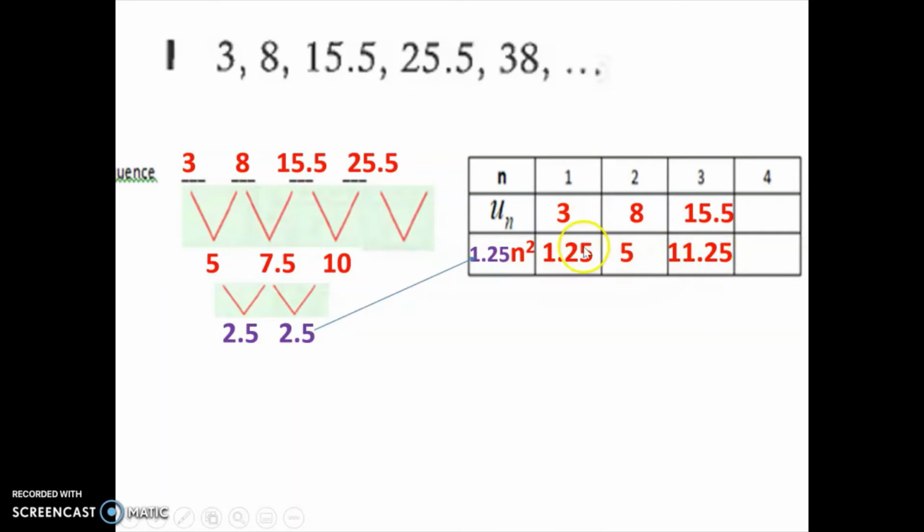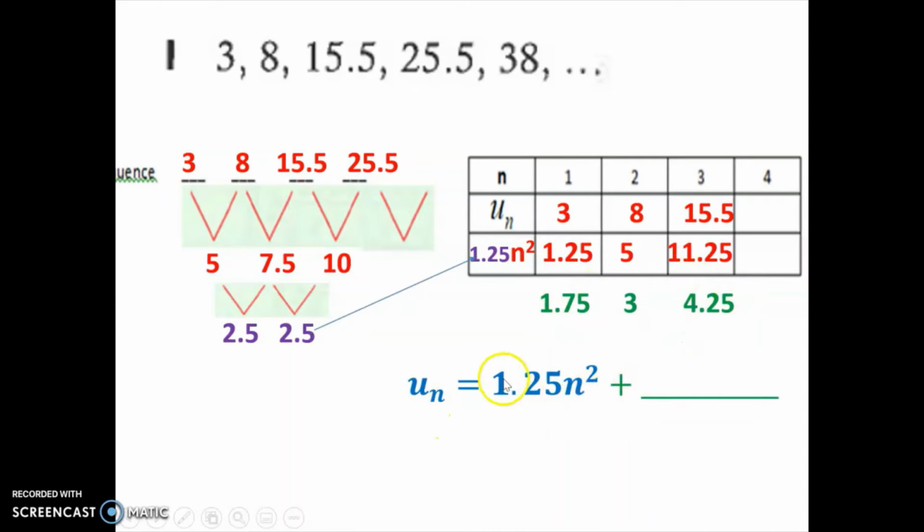All right, now look for the difference. Here's what our 1.25 n squared produces. Here's what we need. How much more do we need? 1.75. How much more do we need here? 3. How much more do we need here? 4.25. This is a linear sequence. What will the rule be?